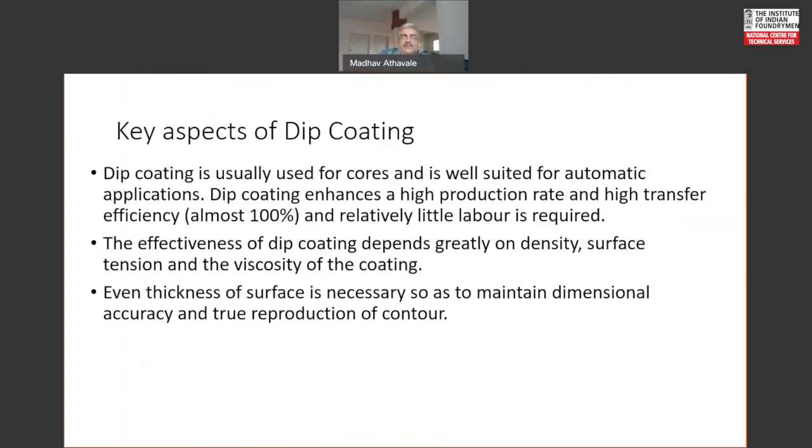Even thickness of surface is necessary so as to maintain dimensional accuracy and true reproduction of contours. Those of you who are designing patterns and core boxes are already familiar that while designing them, to ensure that casting dimensions are finally met, you provide allowances for coating thickness as well.